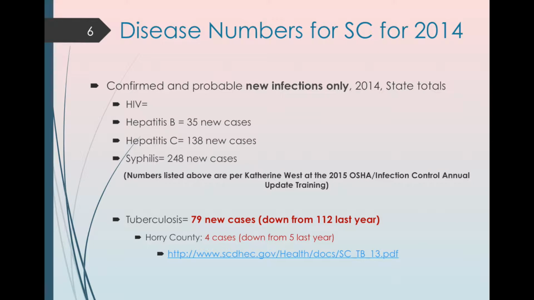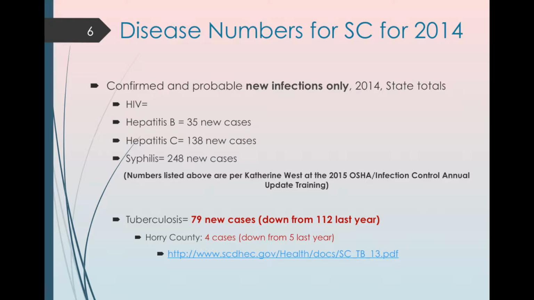When we look at South Carolina specifically, generally South Carolina DHEC will give out information on our numbers on a statewide level and on a county level. That information is not published on their website yet, so the numbers at the top, if you look at hepatitis B, 35 new cases in South Carolina, hepatitis C, 138 new cases, and syphilis, 248 new cases. These numbers I got from Catherine West at our OSHA Bloodborne update in May in Charleston.